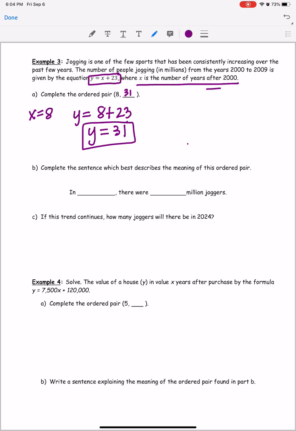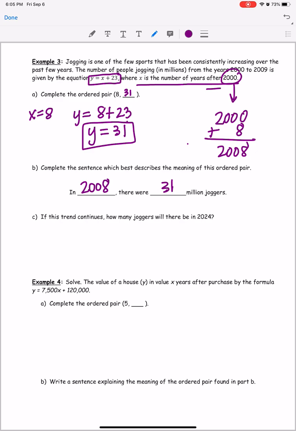So if X is the number of years after 2000, that means my year is 2000 plus my 8. So we get 2008. So in 2008, there were how many million joggers? Well, my Y right here is my people jogging. So there were 31 million.